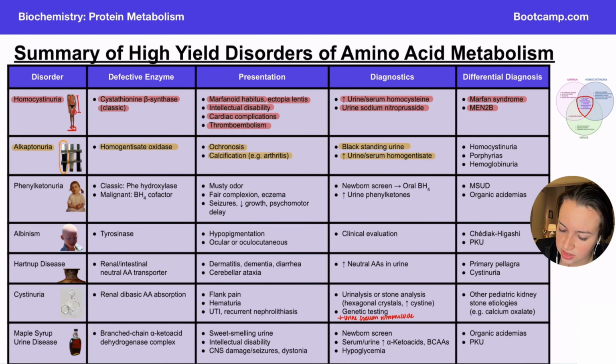For the differential diagnosis here, you might get this confused with homocystinuria. One, because homogentisate and homocysteine sound pretty similar, but also because of some of the cardiac complications that can come from the calcification of the mitral valve, for example, in Alkaptonuria. Remember, we said homocystinuria also has cardiac complications at a young age.